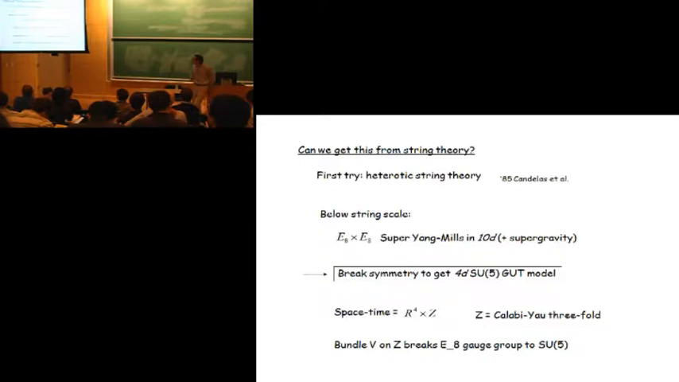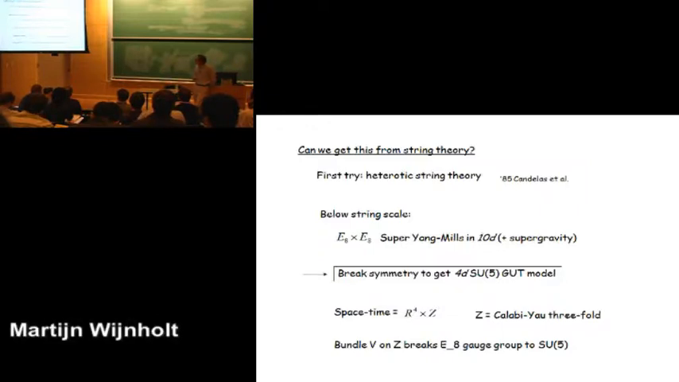And the idea is that there is this 10-dimensional heterotic string theory with an E8 times E8 gauge group in 10 dimensions. And below the string scale, the low energy theory is just E8 times E8 10-dimensional supersymmetric Yang-Mills theory coupled to N=1 supergravity. And okay, so that of course has way too much symmetry. We want just a 4-dimensional grand unified model. So now we're going to have to break the symmetries.